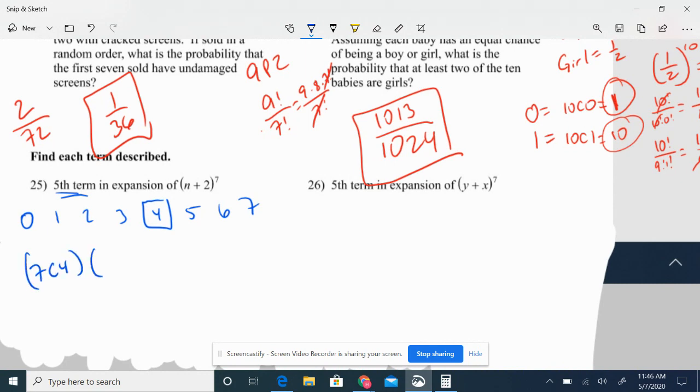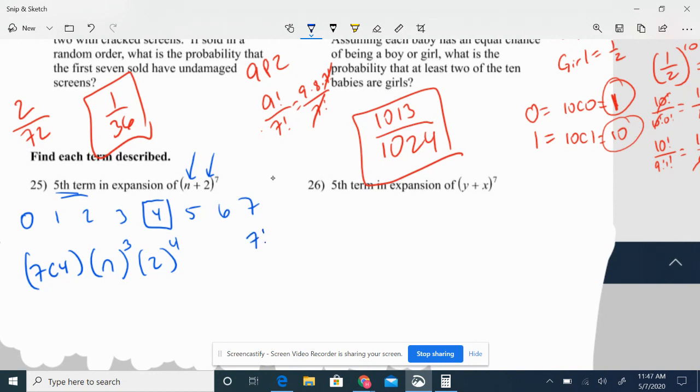Then I'm going to say n and 2. You guys see my n and my 2. All right, what's 7 minus 4? Starting at 7, because that's my highest exponent, and my key number here is 4. 7 minus 4 is 3. And then here I have a 4. So what's 7 choose 4?